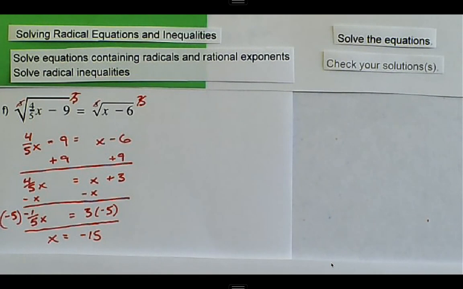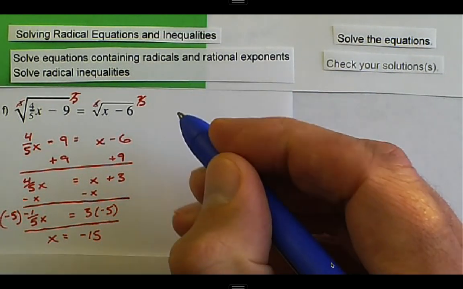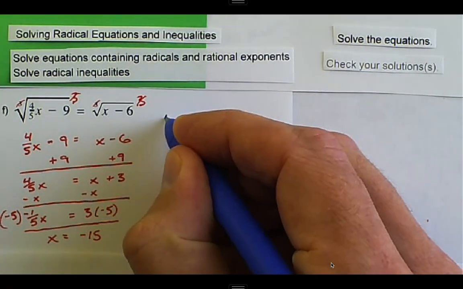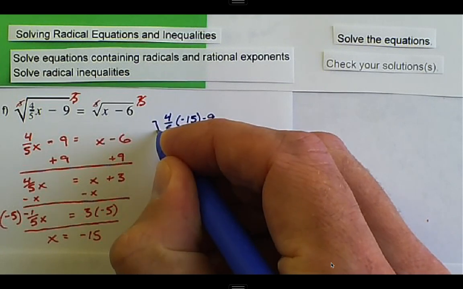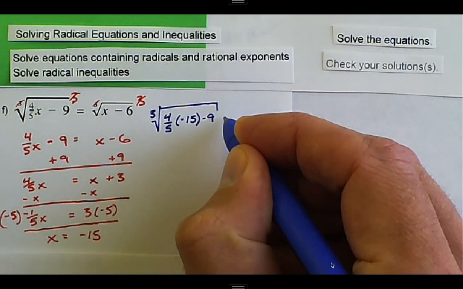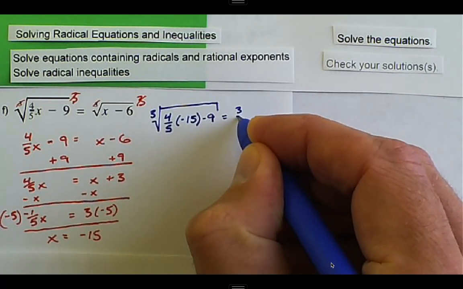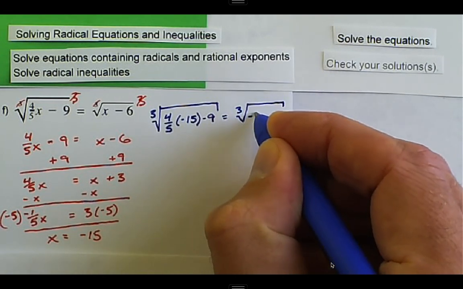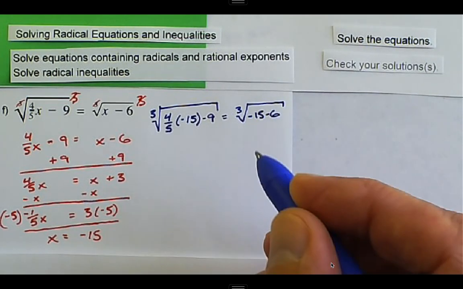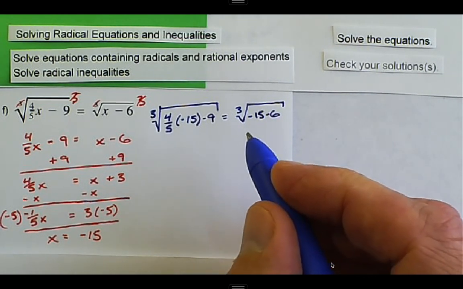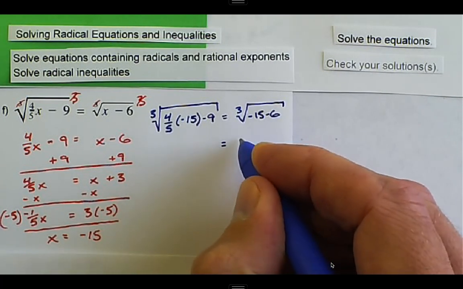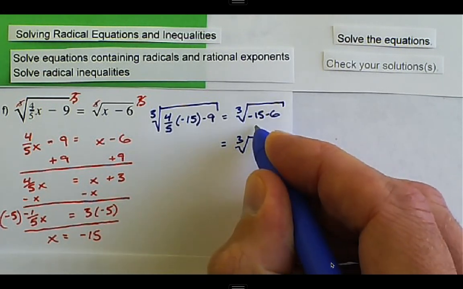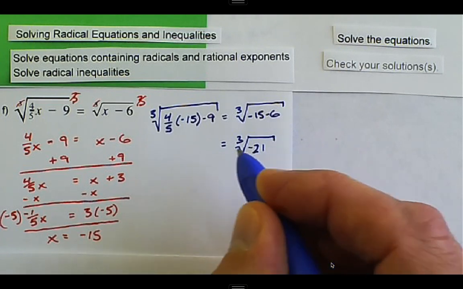And the last thing we have to do is check to see if that is a solution. So we can substitute -15 into both sides. So the cube root of 4/5 times -15 minus 9, and we're checking to see if it equals the cube root of -15 minus 6. On the right-hand side, -15 minus 6 is -21.